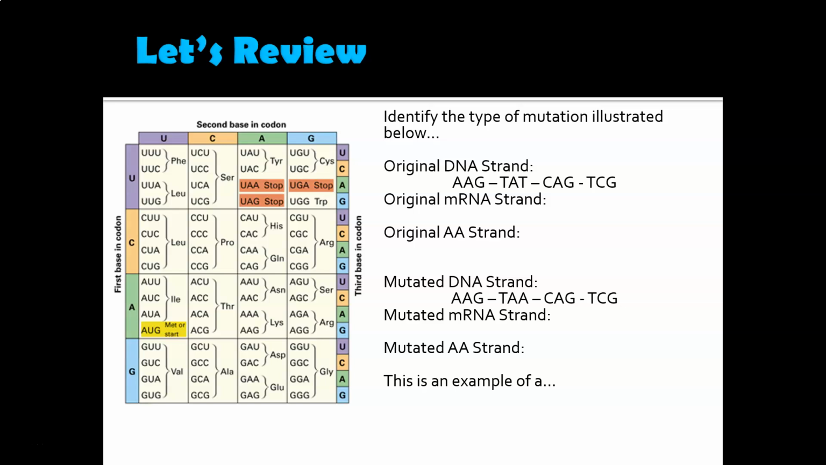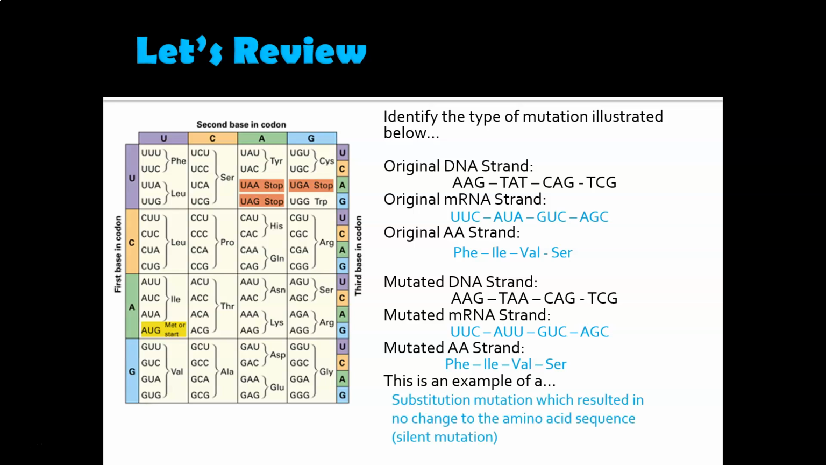Here's another example. Take a couple seconds, pause the video, try walking yourself through this one. Once you do it, come back and see if you came up with the right answer. All right, so if we take a look, there's my original DNA strand, my corresponding mRNA strand, and the original amino acid strand. Come down to the mutated strand, and now there is my mutated mRNA version, and as a result, the mutated amino acid strand.